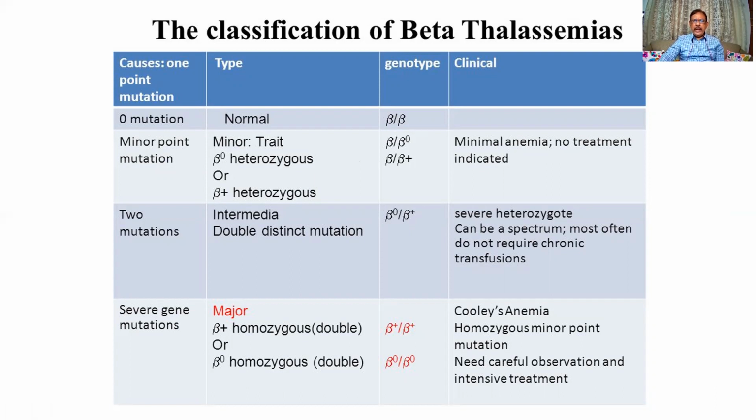In the next one, I find that both the genes are defective. There is a B0 and a B+, which means both are there. Therefore, it is intermediate.